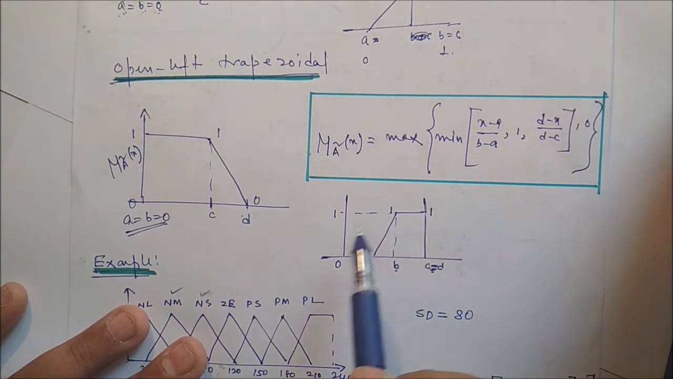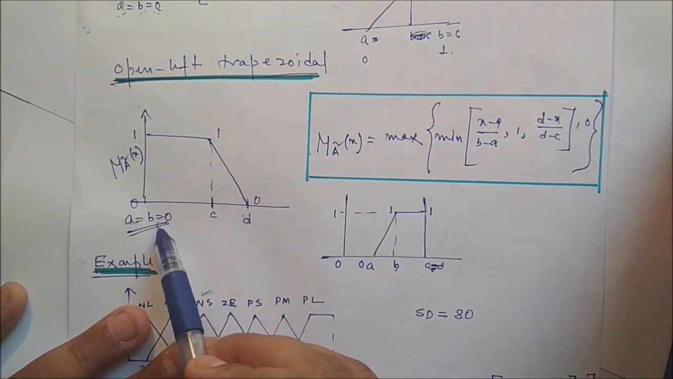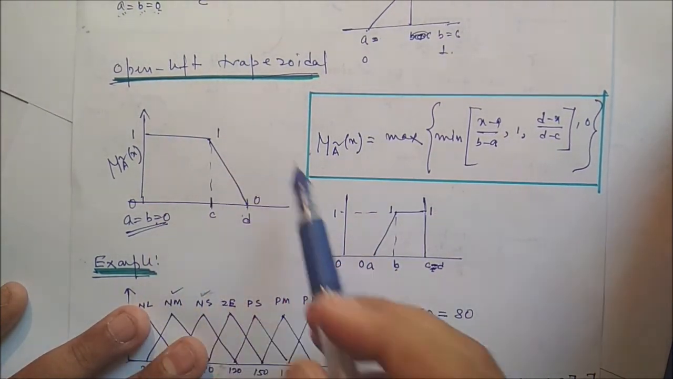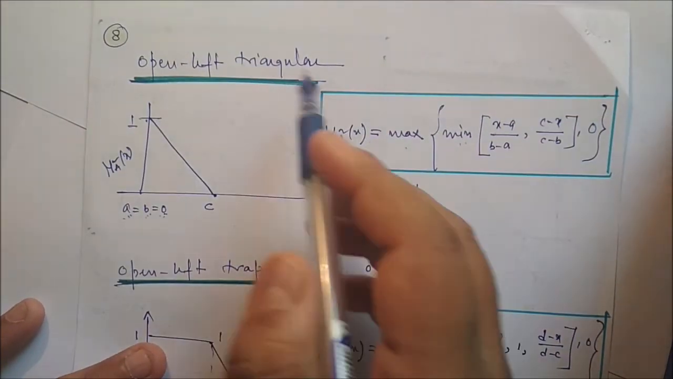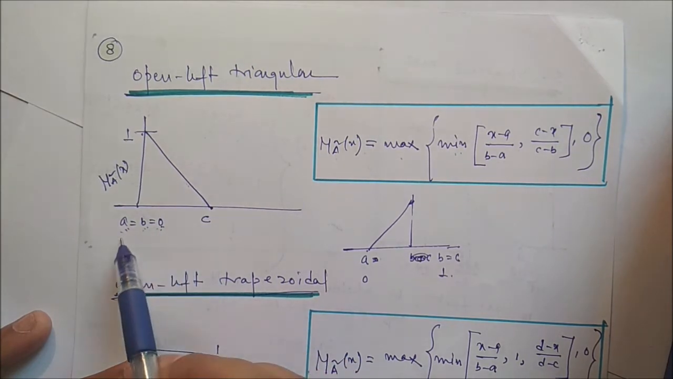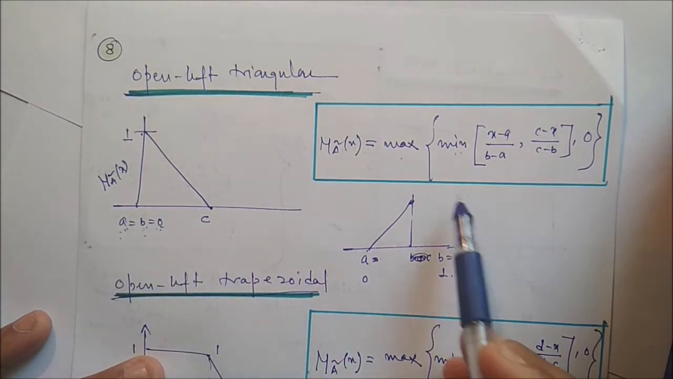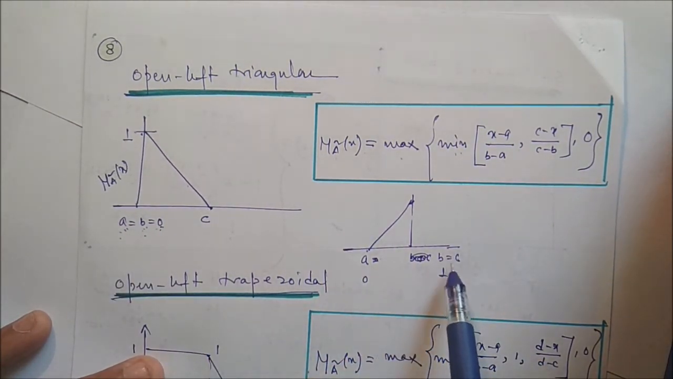Okay, so when it is open left, a is equal to b. And if it is open right, c is equal to d. And if it is triangular, when it is open left, it should be a equal to b, and when it is open right triangular, then b is equal to c.